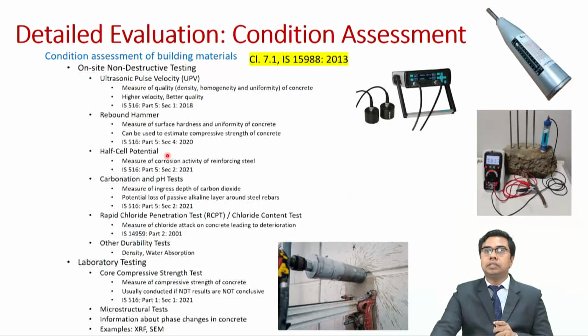Then we have half cell potential, which gives a measure of the corrosion activity of the reinforcing steel. Here I have shown a sample test being conducted to assess what is the corrosion activity of these steel, and this is contained in IS 516 part 5 section 2 2021.